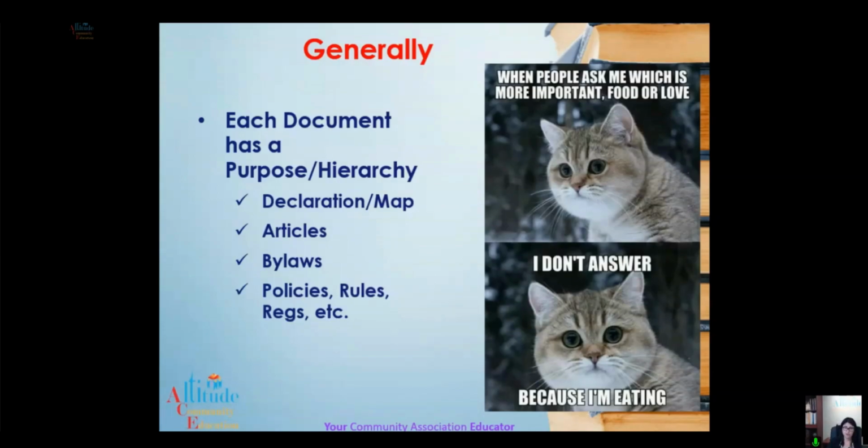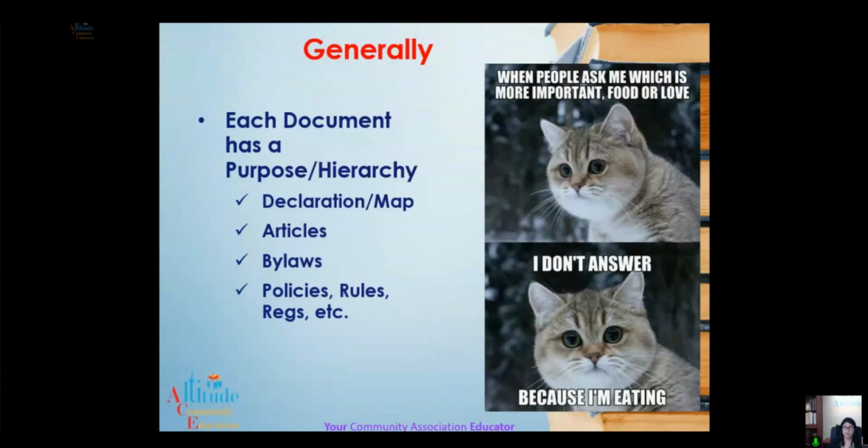You can't paint your house purple. You can't make exterior modifications without approval. So basically it controls their rights as homeowners. And this is the really most important document when it comes to our homeowner rights. It gets recorded with the clerk and recorder's office. It binds all property owners who purchase in the community, and it's a very important document.